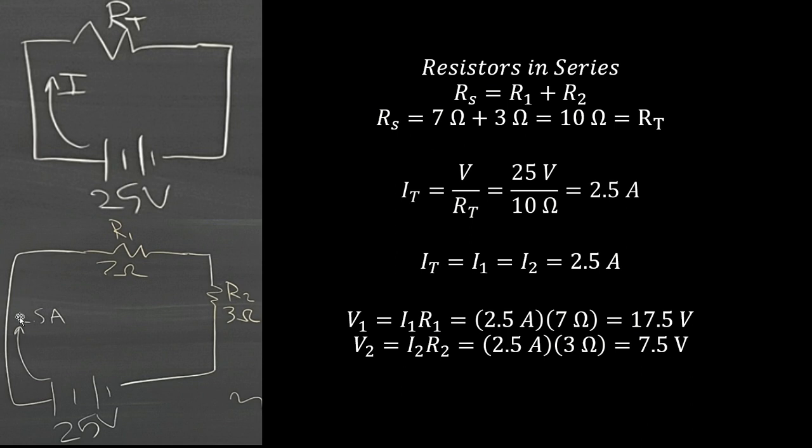Something we should note is that for a series path, the voltages across each resistor should add up to our main power supply. So of the 25 starting volts of electrical pressure, we lose 17.5 volts across resistor 1, and then the remaining pressure across the final resistor. That's another way to check to make sure our math was done correctly.